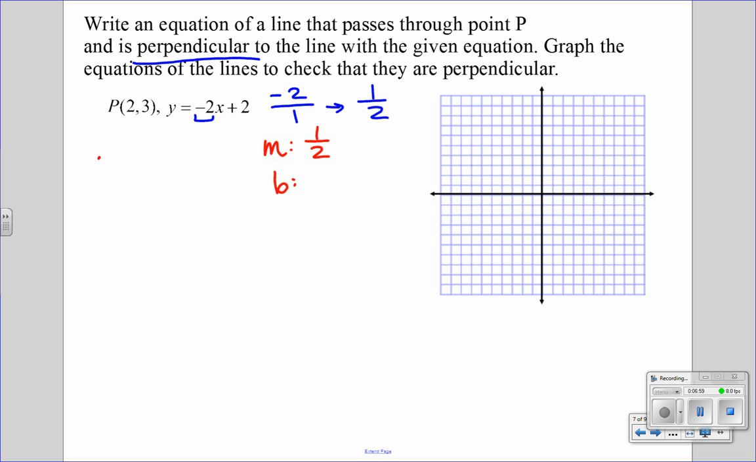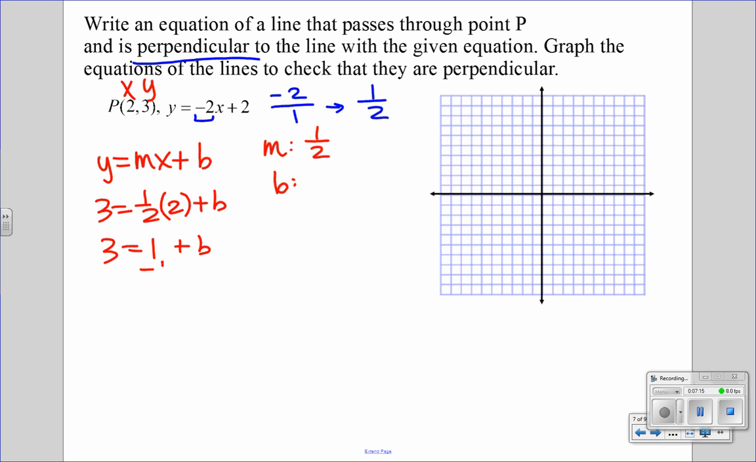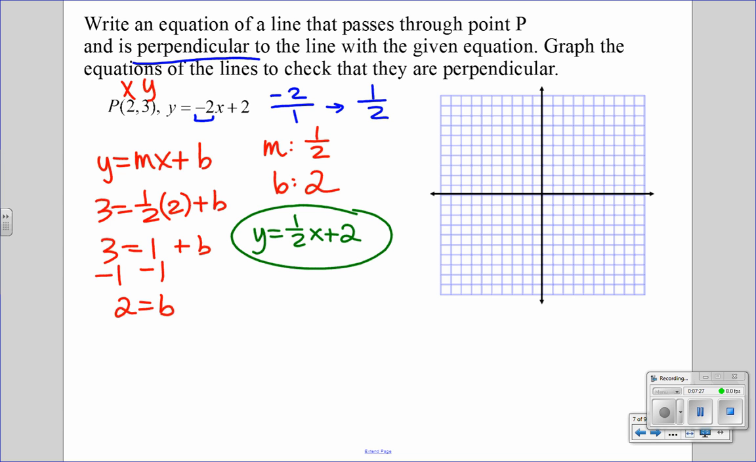Now, we can plug this in. This is our x, that's our y. Y is 3, m is 1/2, x is 2. 1/2 times 2 is 1. Subtract, and we get 2 is equal to b. So now our equation is y equals 1/2 x plus 2. Let's graph that. Our y-intercept is at 2.